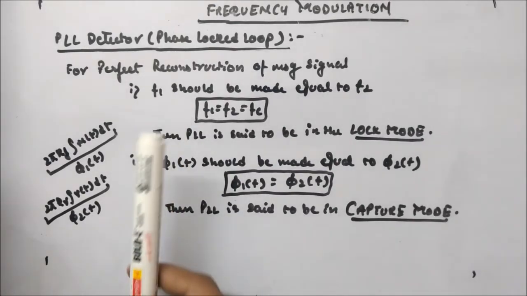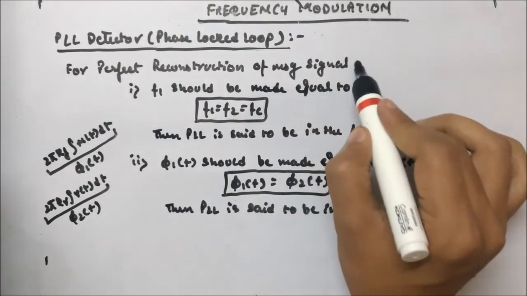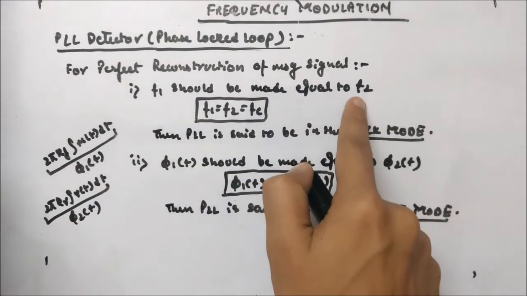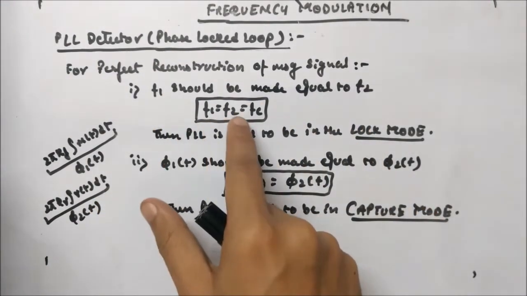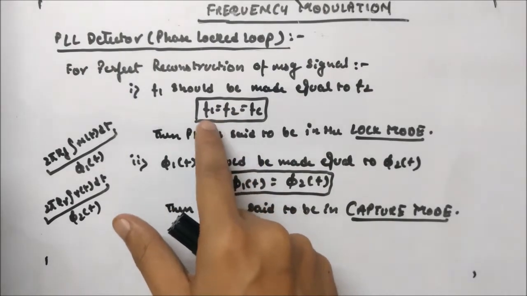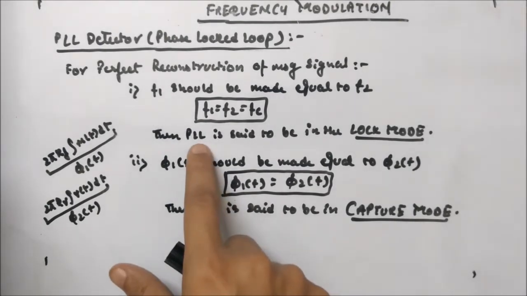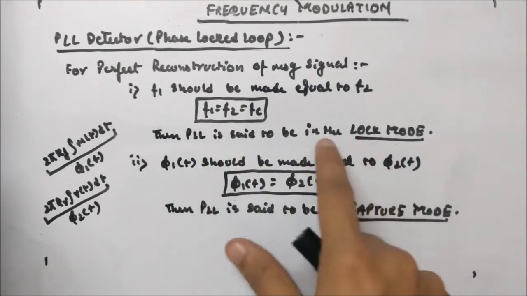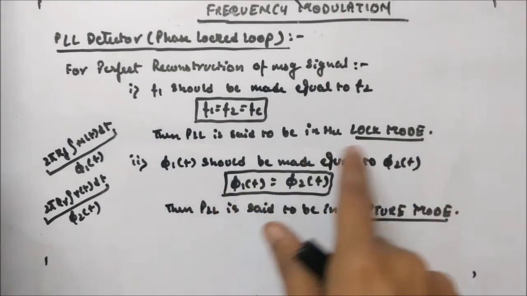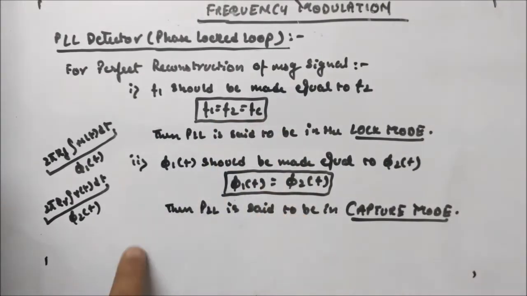Now the conditions for perfect reconstruction of the message signal are as follows. The first condition is that f_1 should be made equal to f_2, and more specifically they both should be equal to f_c, the carrier frequency. In that case your PLL is said to be in lock mode. This is a technical term used in PLL. The PLL will be in lock mode when the frequencies are equal and equal to the carrier frequency.